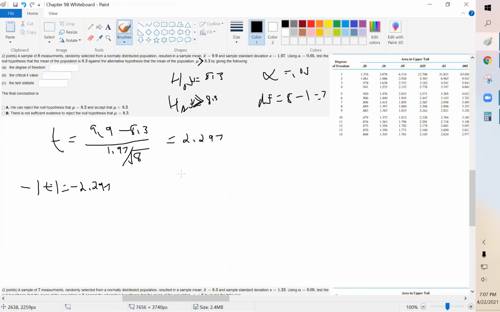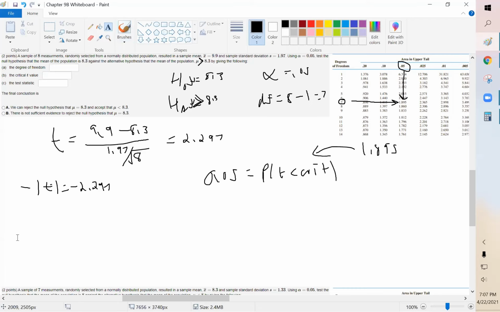So now let's get our critical value. So our critical value, again, this is one-tailed. So P T is less than our critical. So let's go to our table and work backwards. We have, in this case, 7 degrees of freedom, and we're still looking for 0.05. So now our critical is 1.895.